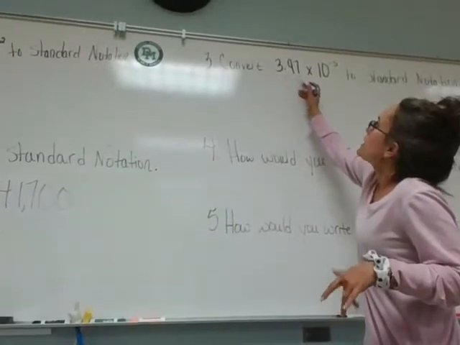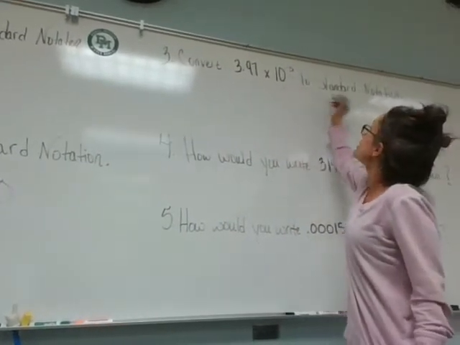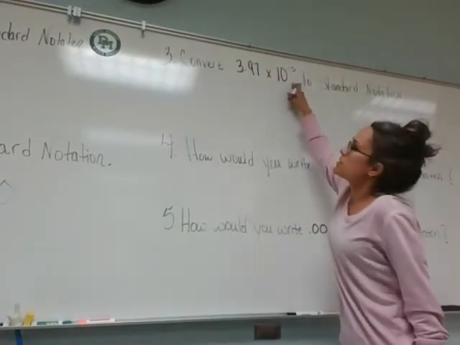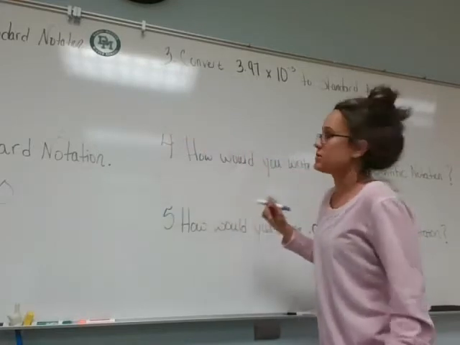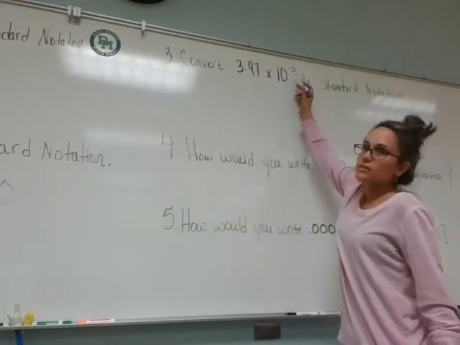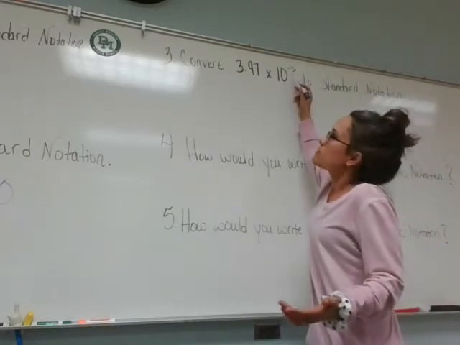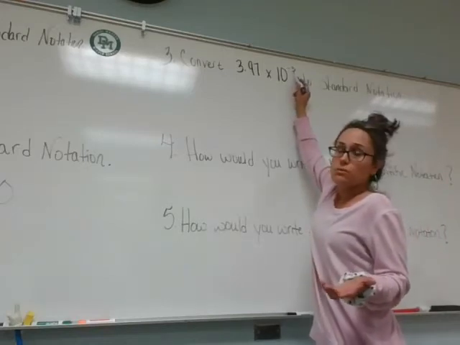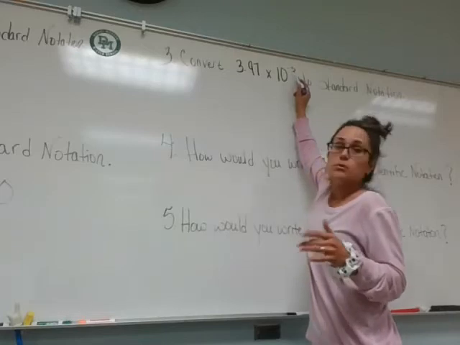Convert 3.97 times 10 to the negative 3 to standard notation. So now we're dealing with negative exponents. Number 1 and 2 that Mr. Harrison and I did were positive exponents. Now we're working with a negative exponent. So that tells us what direction we should move. If it's a negative exponent, we need to move that many places, which in this case is 3. We need to move 3 places to the left from wherever the decimal is.